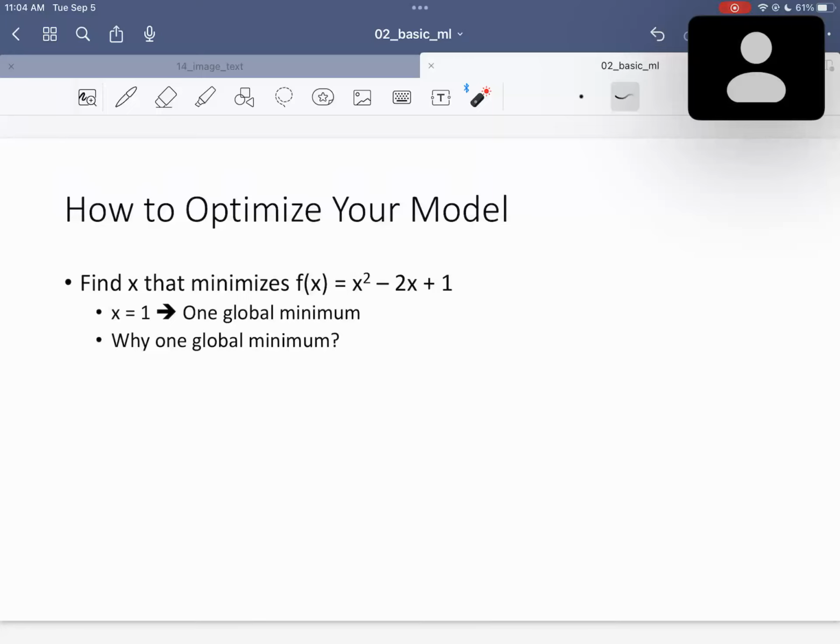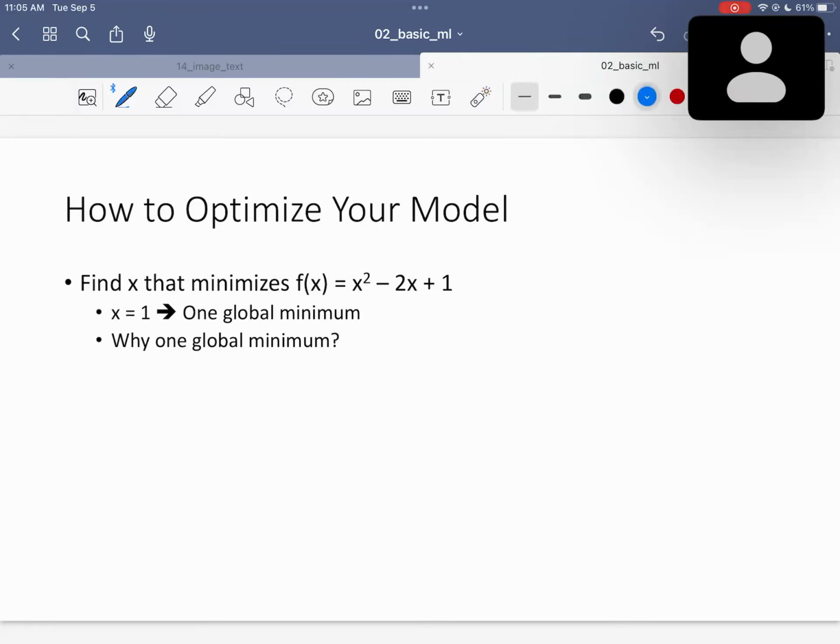Right, it's a convex function. Very good. It's a convex function. Gradient is 0 is not actually the right answer. So it is a convex function. The function looks like this, right?